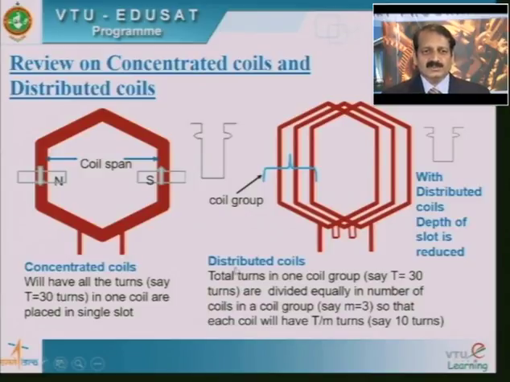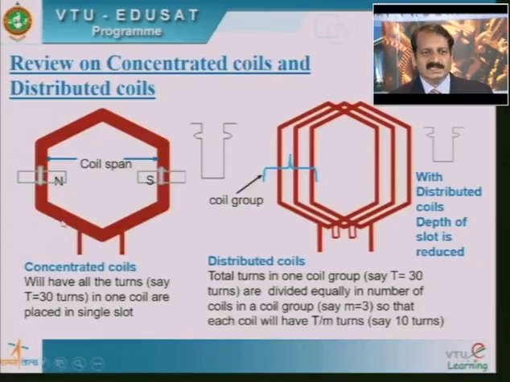In the case of distributed coils, which have their own advantage in terms of reduction in harmonics and better EMF waveform, we prefer to go for distributed coils. In distributed coils, the total turns in one coil group, say there are 3 coils in a coil group, these 3 coils together are allotted for one particular phase, and this coil group together should have say 30 turns, which is equivalent to concentrated coils.